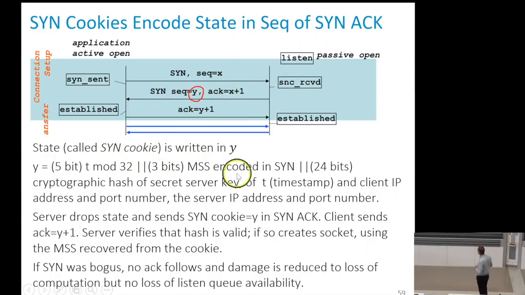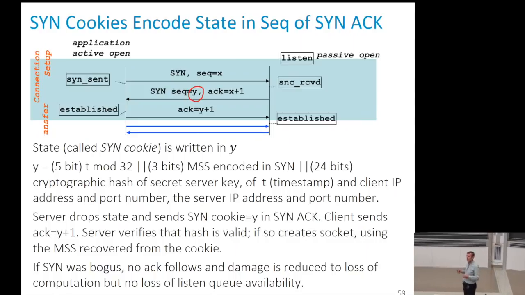The state is essentially the maximum packet size, which is encoded in 3 bits, which means that there are only 8 possible maximum packet sizes that are accepted by those kinds of systems, which is fair enough. In reality, the practical ones are even less than 8. It also sends a timestamp, a very coarse timestamp at the granularity of tens of seconds or a minute. So it will make sure that if the cookie comes back days later, then it's considered as invalid.